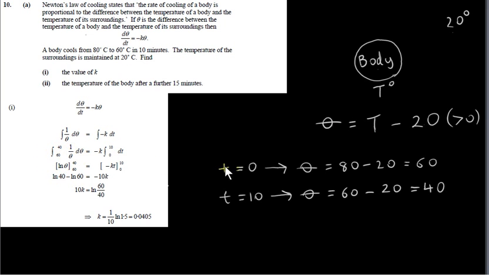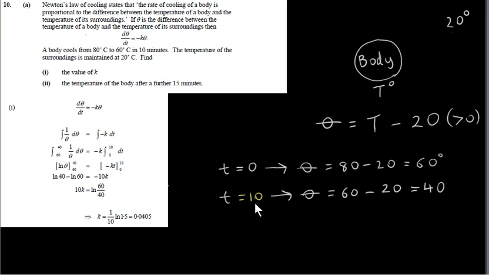Now, the temperature drops from 80 degrees to 60 degrees in 10 minutes. So we'll set t equal to naught, the time naught, when the temperature of the body is 80 degrees. Capital T is the temperature of the body. When the body has a temperature of 80 degrees, the temperature difference theta between the body and the surroundings is 80 minus 20, which is 60. So theta is 60. So corresponding to time t equals 0, we have theta equals 60 degrees.